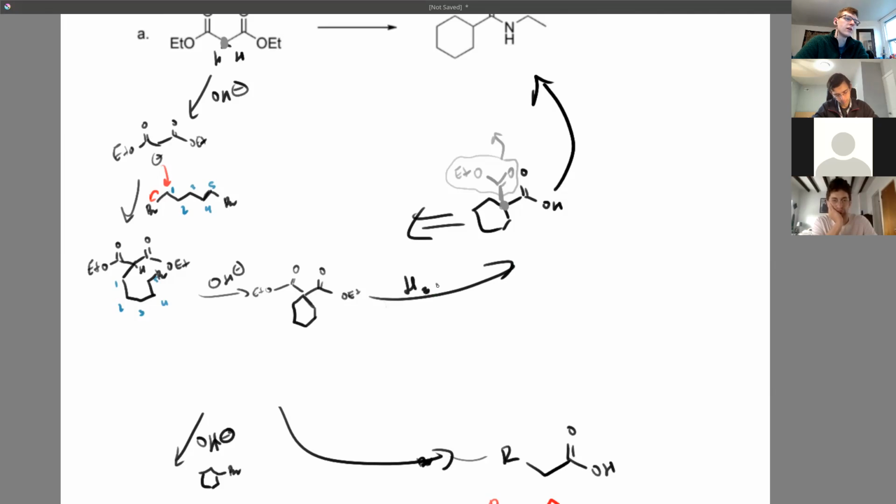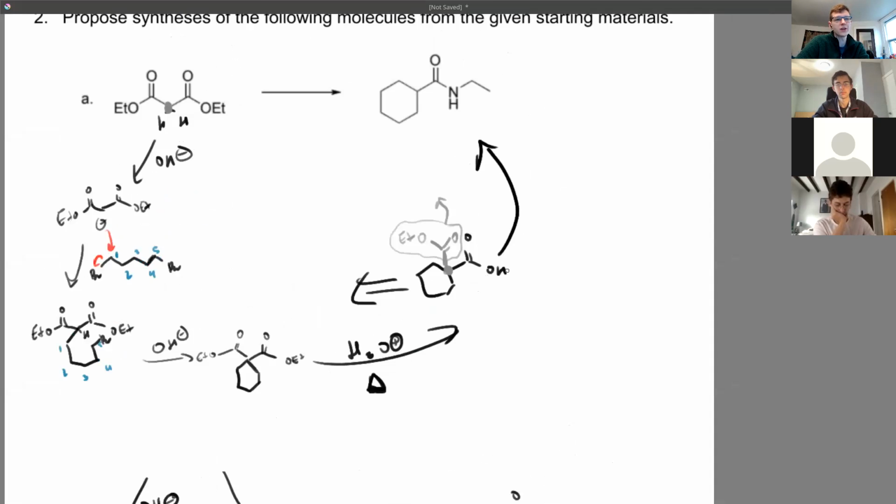Let's do acid here because I'm certain that acid works, but base might also work. I just can't remember though. Right. And then we're at this carboxylic acid, right? And then let's throw a primary amine with a bunch of heat. A lot of heat. And that'll work.